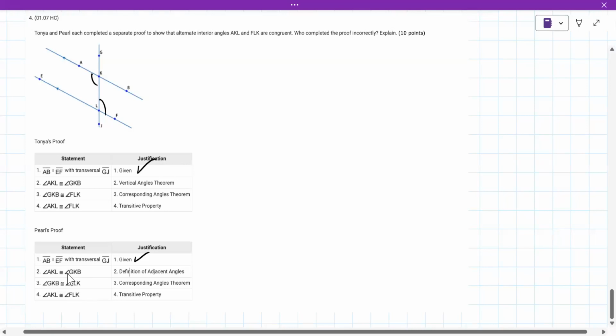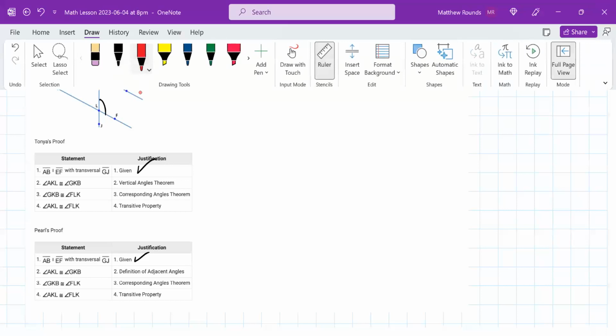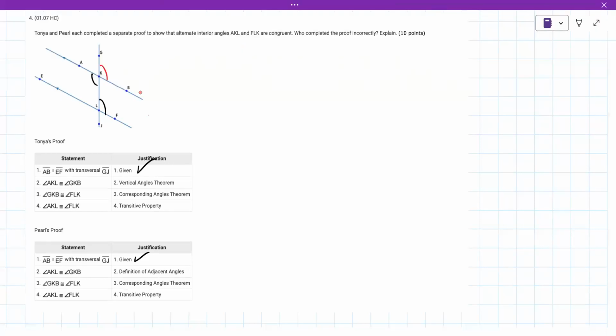AKL and GKB, those are the angles. Let me draw them here. Right here. So those are vertical angles. That's why Pearl is wrong. This is actually supposed to be vertical angles. And then the rest of the proofs are the same. So that's the only mistake, that second line.